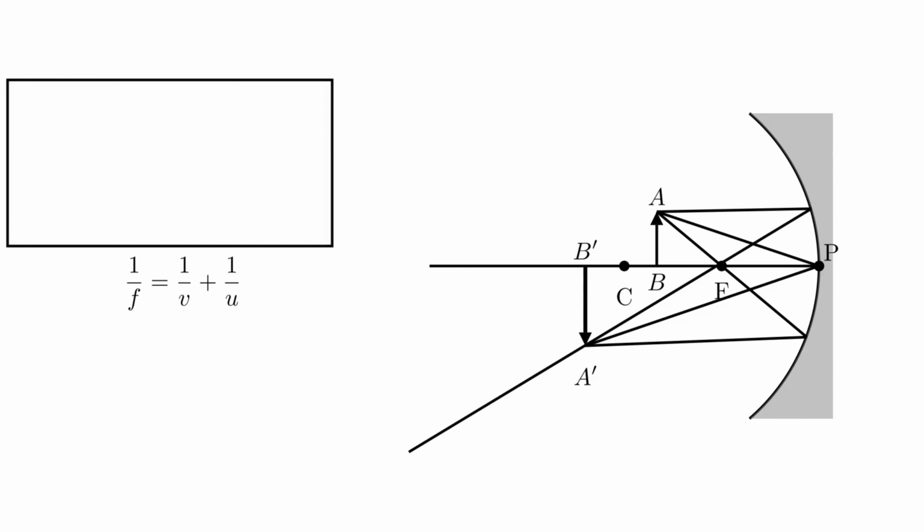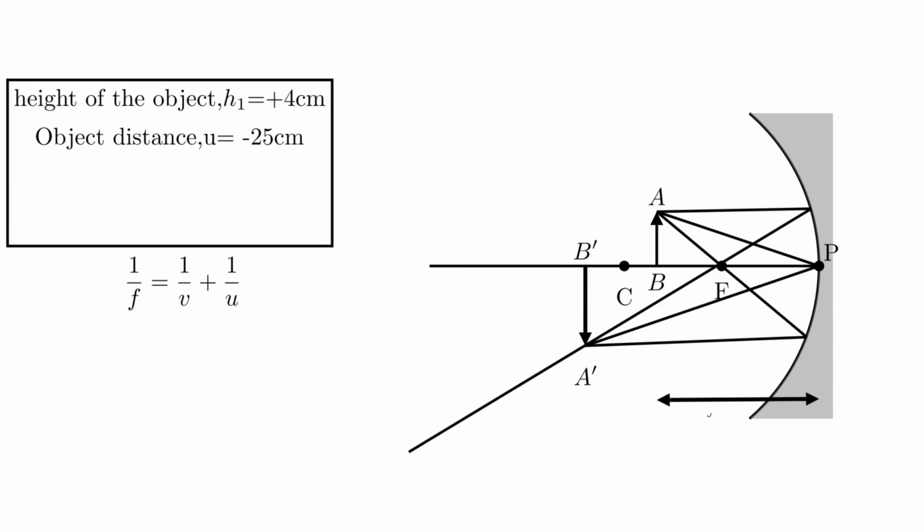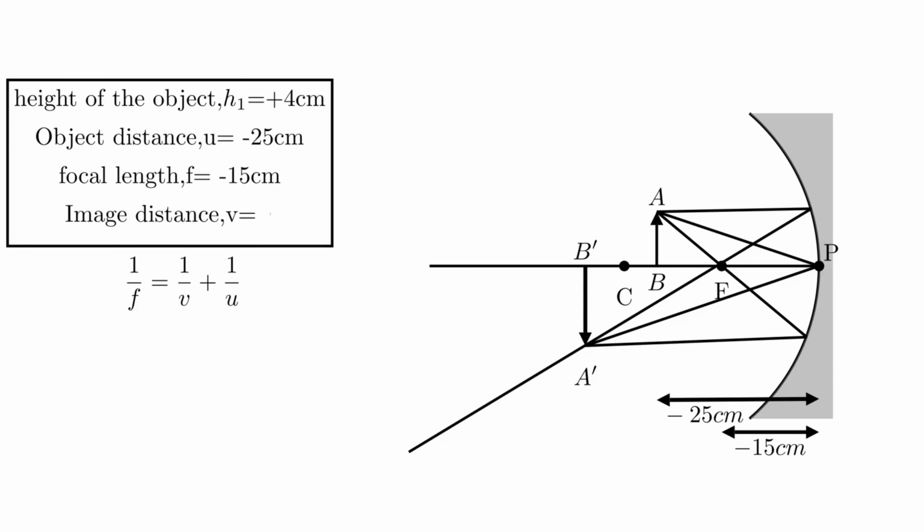The height of the object h1 is positive 4 cm as it lies above the principal axis. The distance of the object u is minus 25 cm as it lies to the left of the pole. The focal length of the mirror f is minus 15 cm as the mirror is concave. Putting the values in the mirror formula, we have -1/15 = 1/v - 1/25.